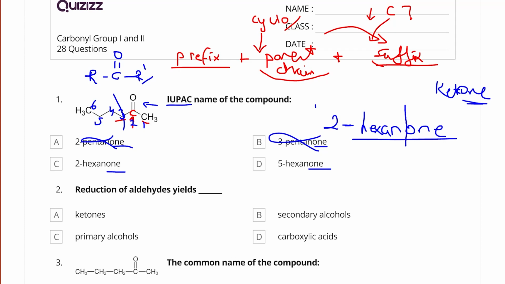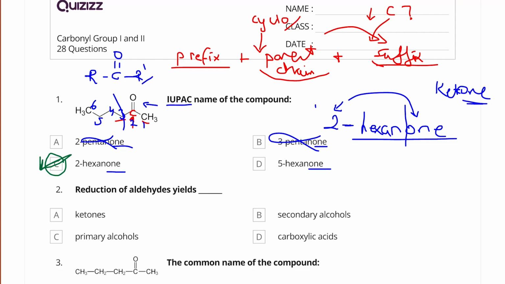The true one is 2-hexanone. The "one" is the suffix, 2 is the position of our suffix, and hexane refers to the longest parent chain. As you see, there is no other substituent or functional group in the molecule. Thus, our answer is 2-hexanone. This is the answer, my dear friends, 2-hexanone.